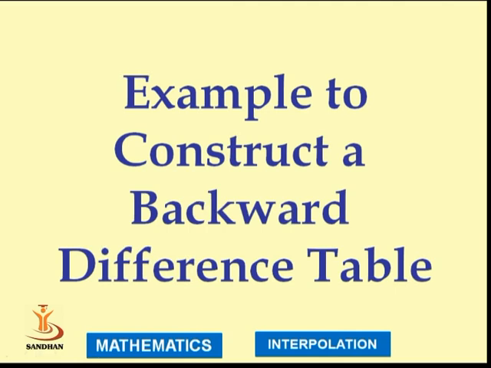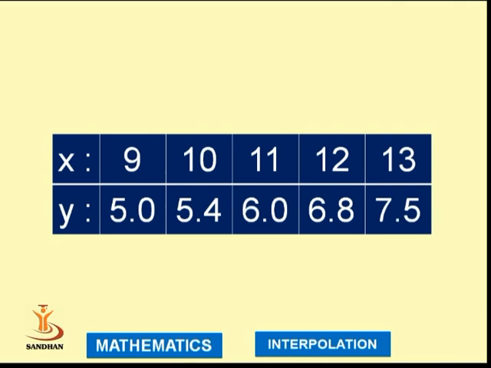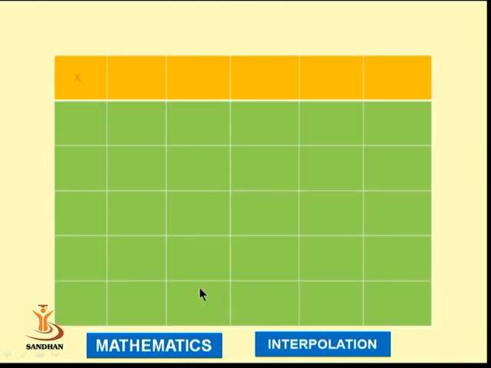Let us take up an example and construct a backward difference table for better understanding. We will take up the same table that we considered in case of forward difference construction. Let's take 5 points where x given are 9, 10, 11, 12, 13, and the values of y given are 5, 5.4, 6, 6.8, and 7.5. Let us construct the table. First, we shall put in the values that have been given to us.